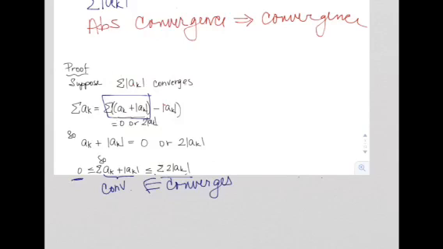But that is actually two series being added together. We know that this one's a convergent series. For two series added together to converge, they both have to converge. So this implies that the sum of a sub k also converges. Ultimately, all we're saying is that if a series converges absolutely, that implies the series converges.